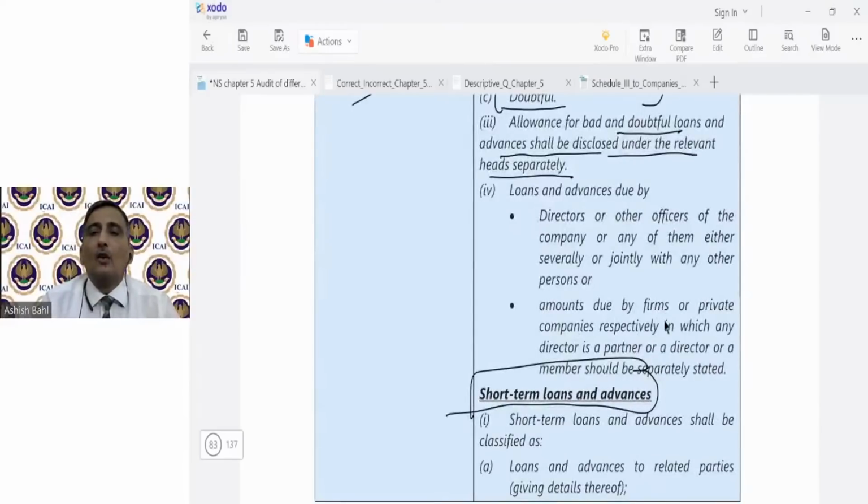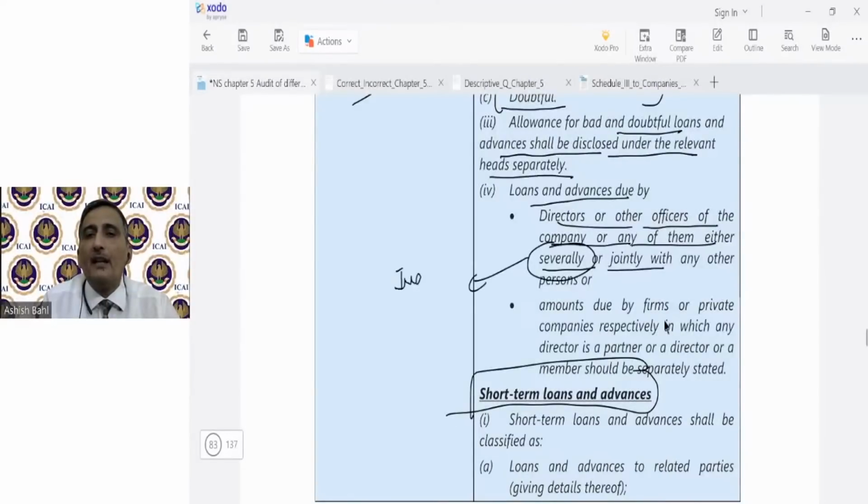So loans and advances due by directors or other officers of the company or any of them either severally or jointly. What is the meaning of severally, students? Severally means individually.